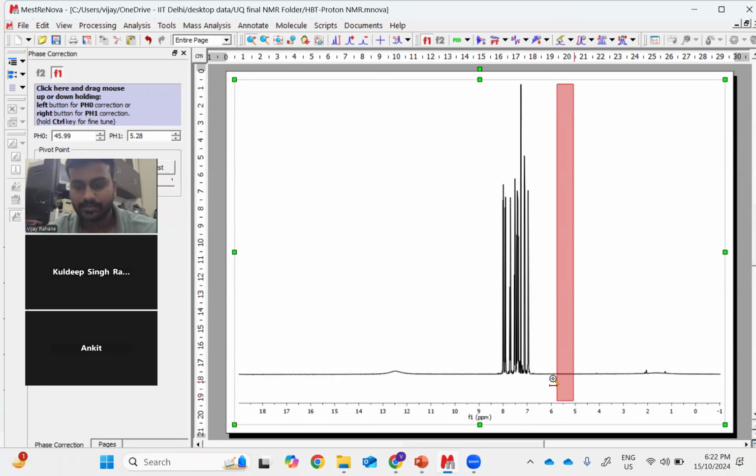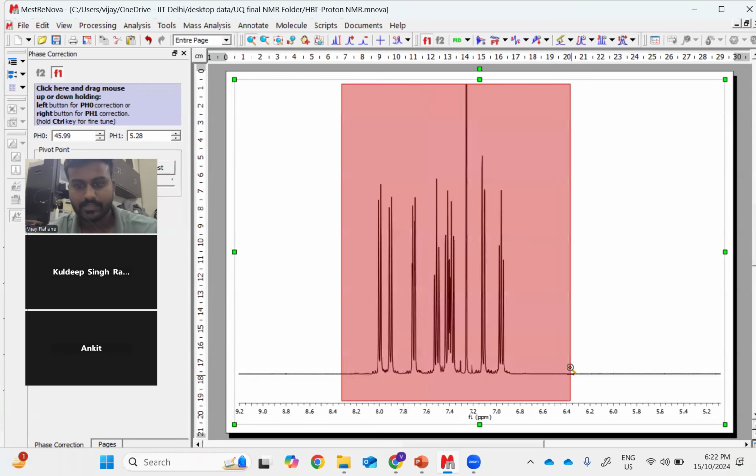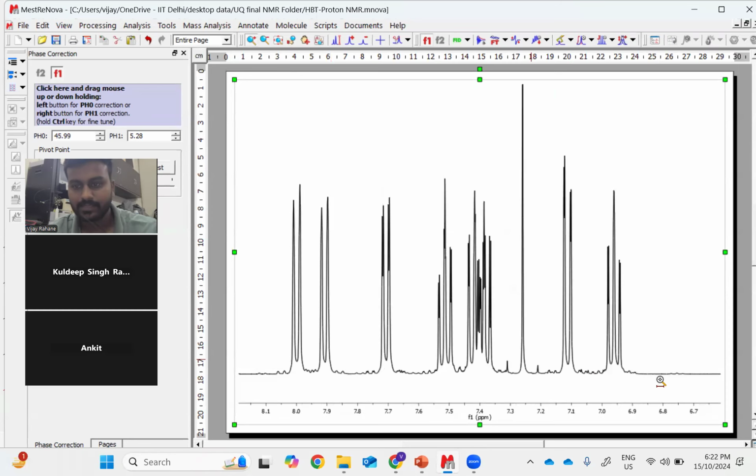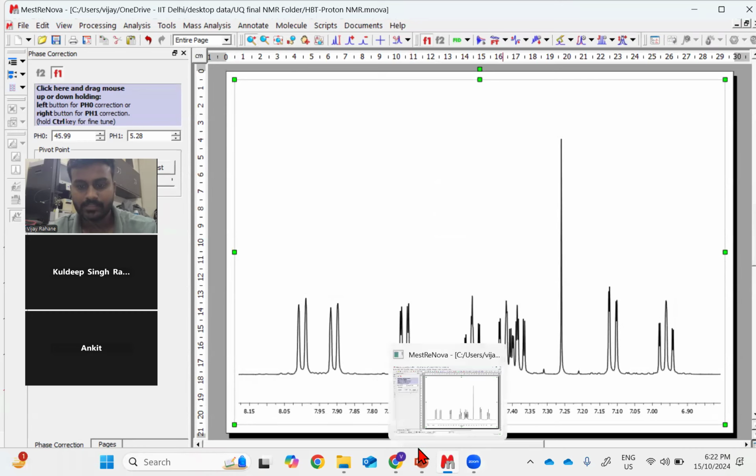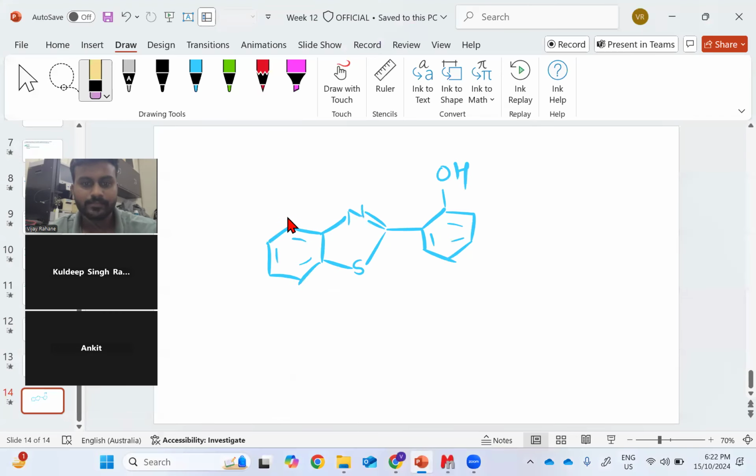and selected particularly the aromatic region. I see there are multiple peaks available in the aromatic region. Initially, if you look at the structure of our molecule, it has seven distinct aromatic protons and one OH proton. So each peak will be due to one hydrogen in this case.